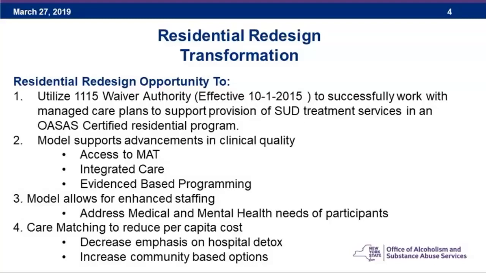It speaks to evidence-based programming. The model allows for enhanced staffing, as I just spoke of. There's care matching to reduce per capita costs, with a focus on matching participants to the levels of care as well as the services that they require. It speaks to the use of LOCATR 3.0 to decrease emphasis on hospital detoxes and increase community-based options, and ultimately to reduce per capita costs.